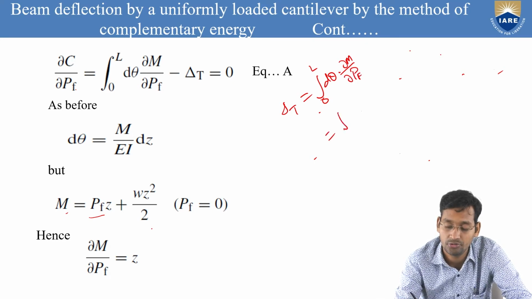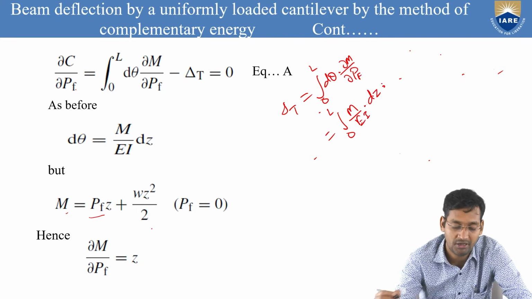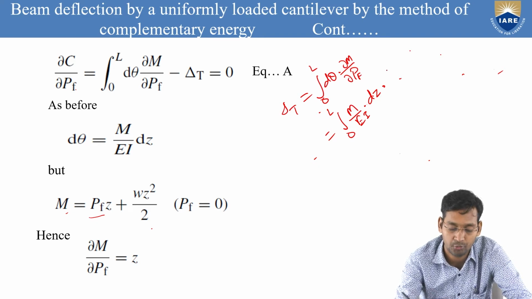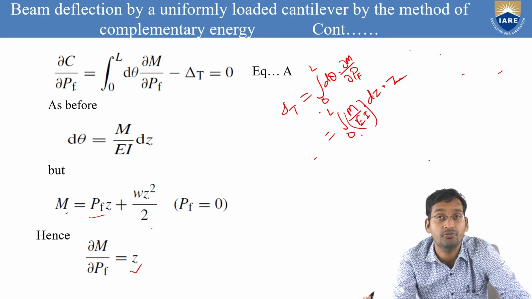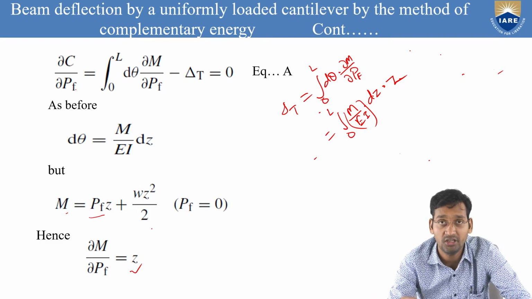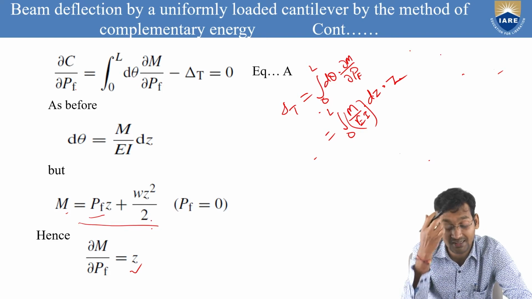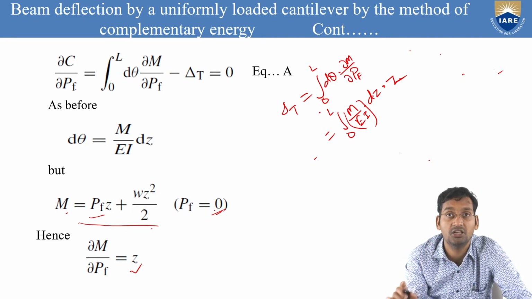So this equals the integral from 0 to L of d theta, which is M by EI into dz, into dou M by dou Pf. What did we get? dou M by dou Pf here is z, so into z. Now M by EI: M again we can change in terms of P. Why? Because M is not constant, so here we have to replace this whole M with this one. But in that case, only this Pf will be 0.